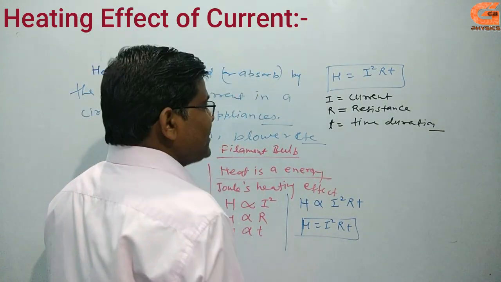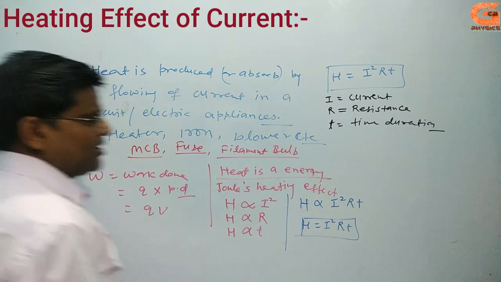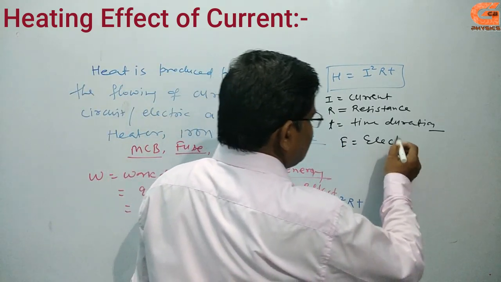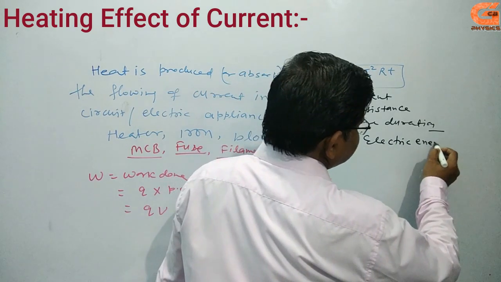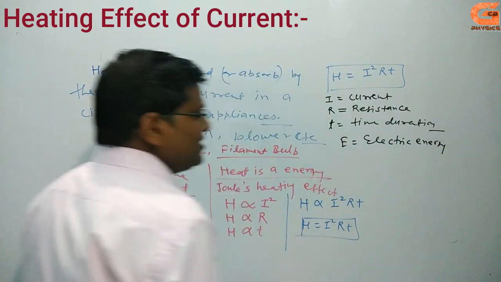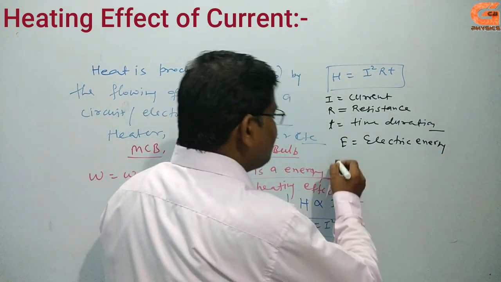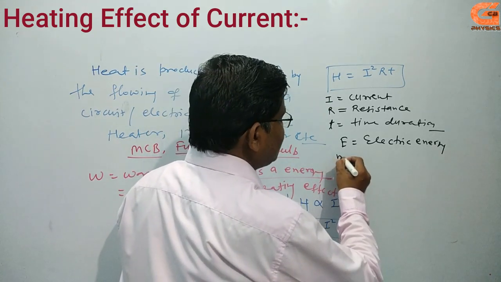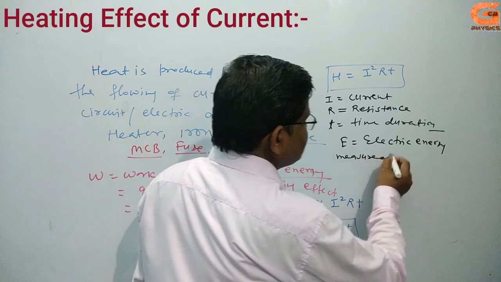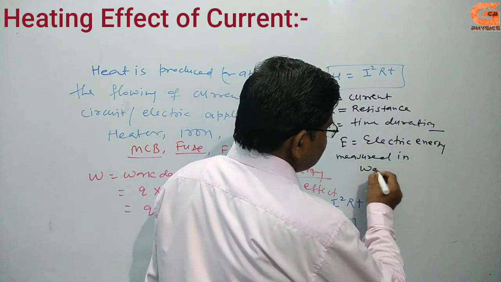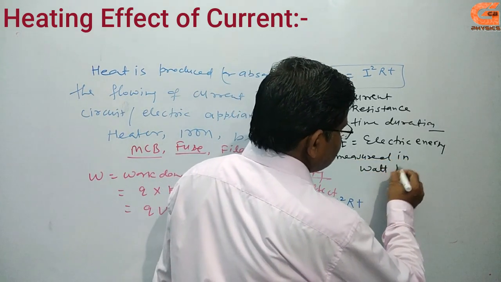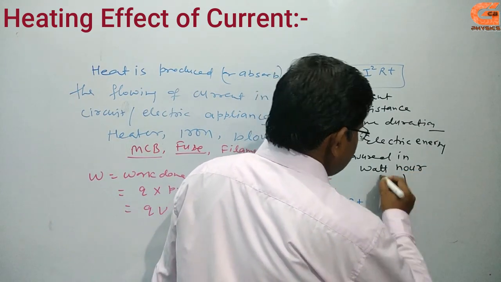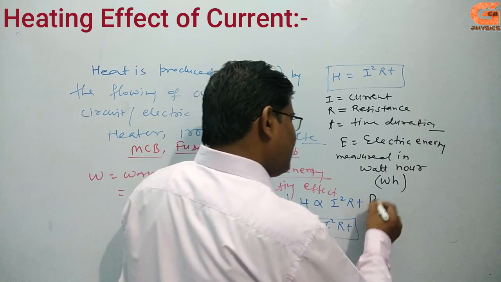Then the formula is H equal to I square RT, and E is electrical energy, and it is measured in kilowatt hour. Actually it is measured in watt hour, or WH.